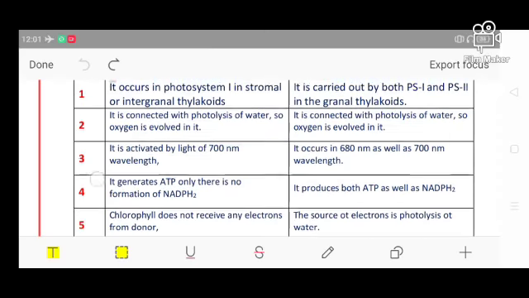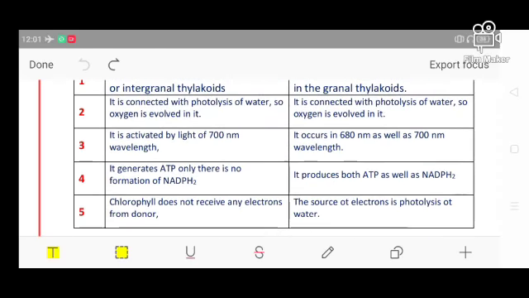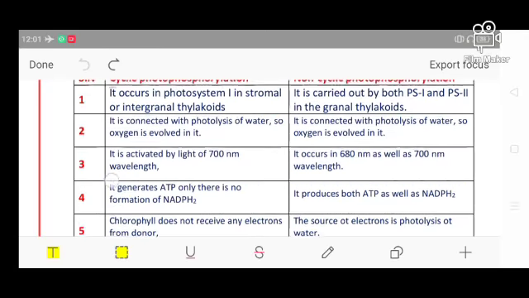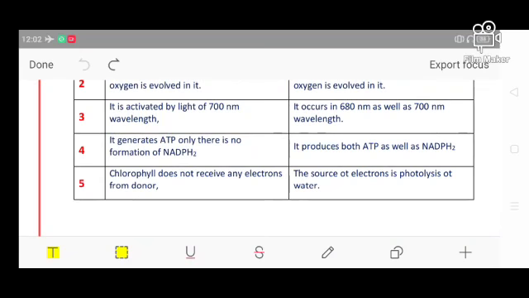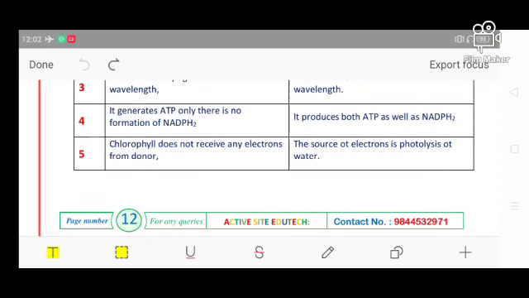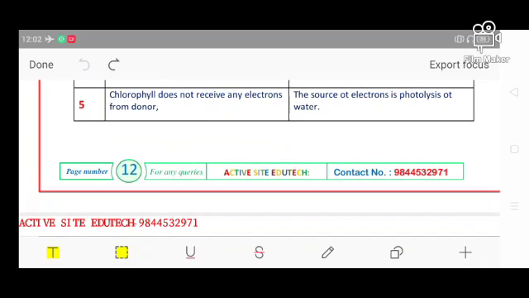So cyclic photophosphorylation is activated by the 700 nanometer wavelength, and non-cyclic photophosphorylation occurs at 680 as well as 700 nanometer wavelength. In cyclic photophosphorylation, you have to remember that there is no formation of NADPH2, but in non-cyclic photophosphorylation, we get NADPH as well as ATP, whereas in cyclic we only get ATP molecules.